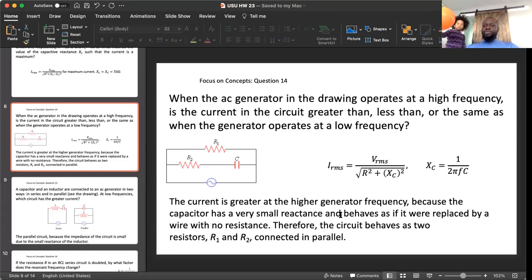So it has a very small reactance and behaves as if it were replaced by a wire with no resistance. Therefore, the circuit behaves as two resistors, R1 and R2, connected in parallel. So this will offer no reactance at all when the frequency is very high.